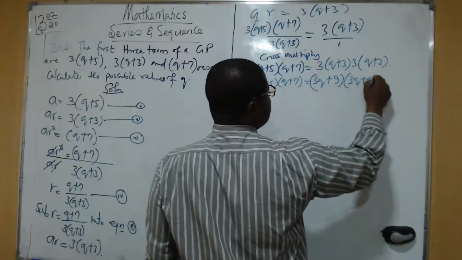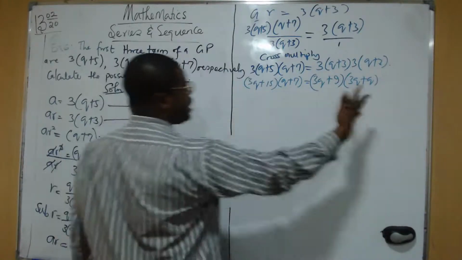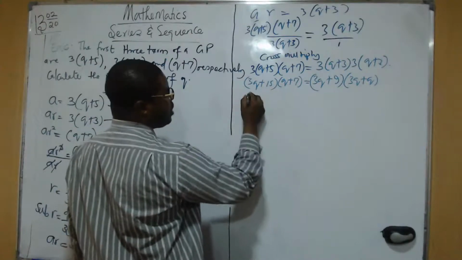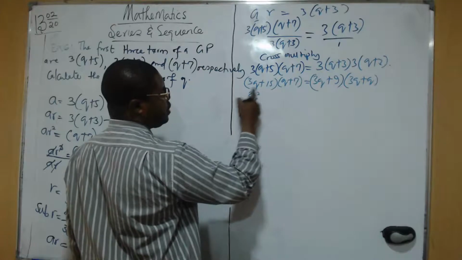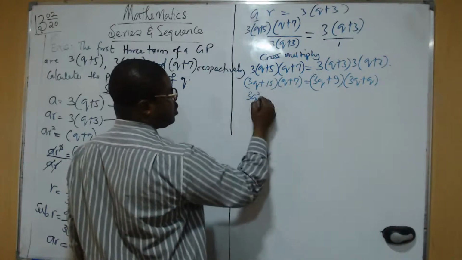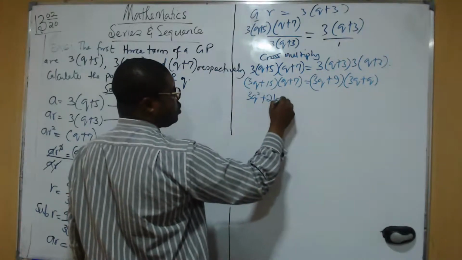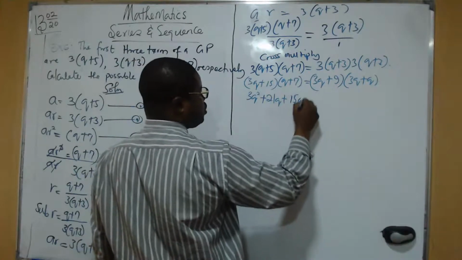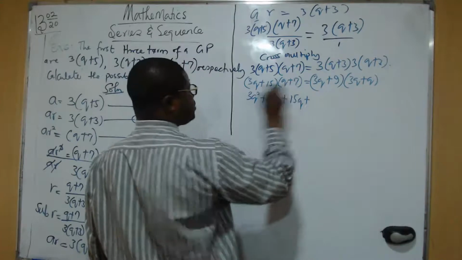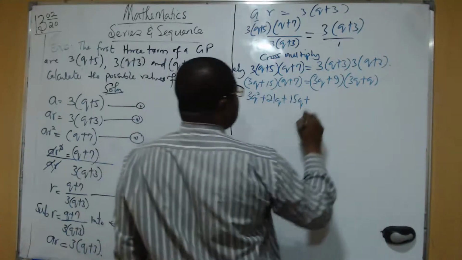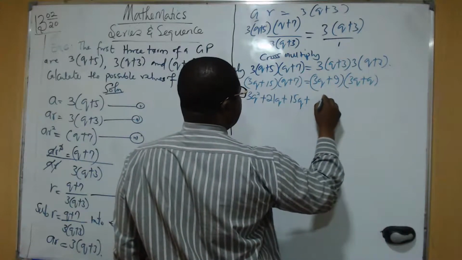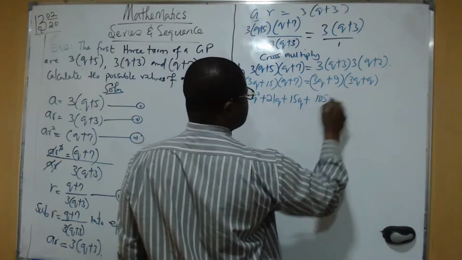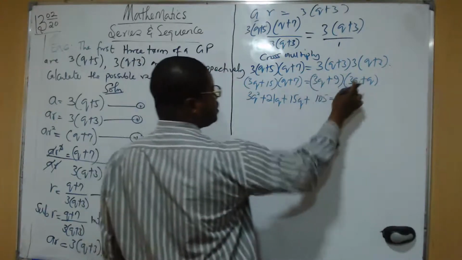3Q plus 9. Now, open the bracket. We have 3Q times Q, now we have 3Q squared. 3Q times this, now we have 21Q plus 15 times Q, we have 15Q plus 7 times 15, we have 105.